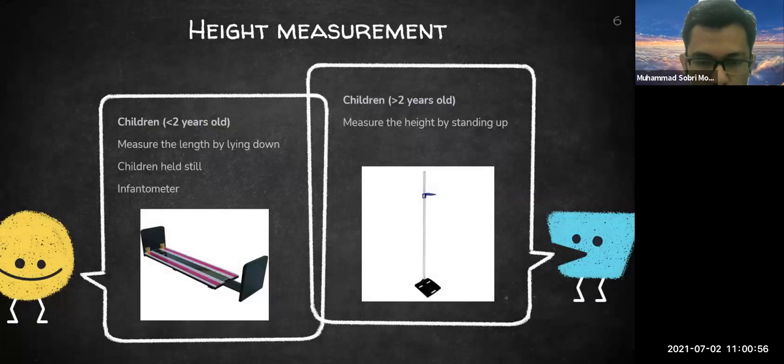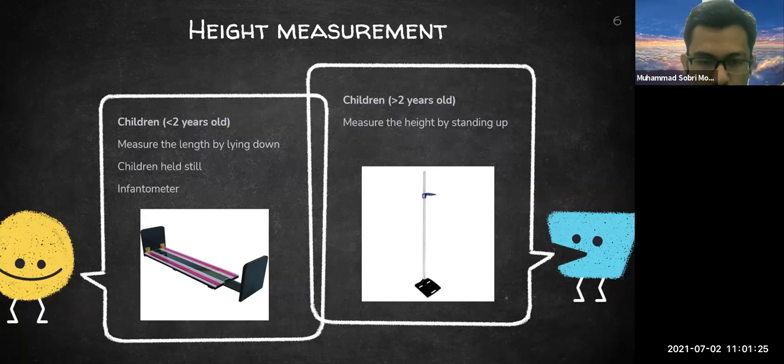And next about the height measurement, which is measuring height of children, is different according to age. For children of less than 2 years old, the length is measured by lying down with the child held still, and the device is called an infantometer. For children of more than 2 years old, the height is measured by standing up, and it's called a stadiometer. I forgot to put the name there.